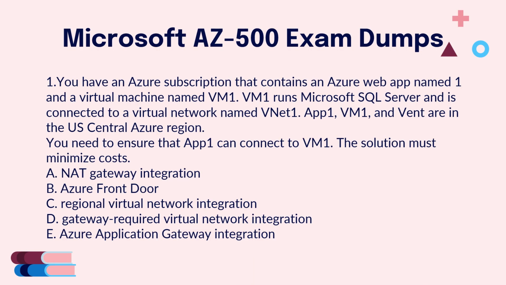1. You have an Azure subscription that contains an Azure web app named App1 and a virtual machine named VM1. VM1 runs Microsoft SQL Server and is connected to a virtual network named VNet1. App1, VM1, and VNet1 are in the US Central Azure region. You need to ensure that App1 can connect to VM1. The solution must minimize costs.